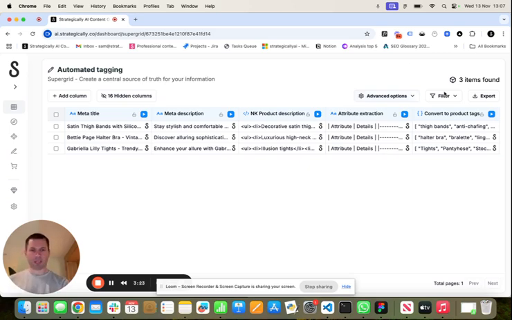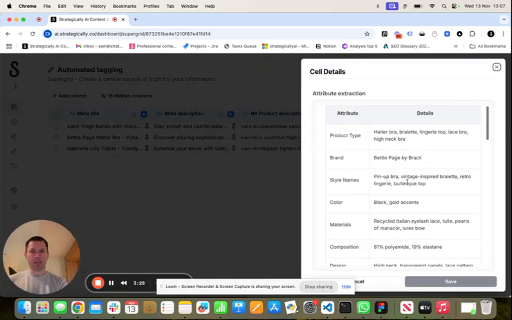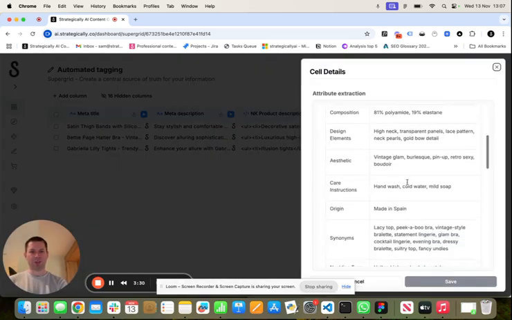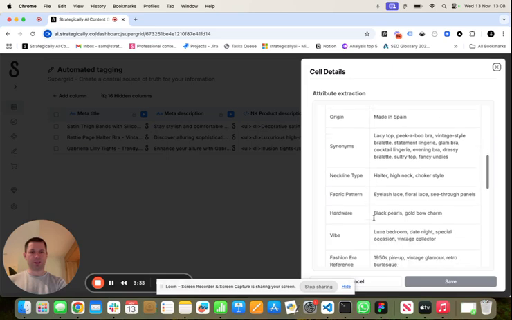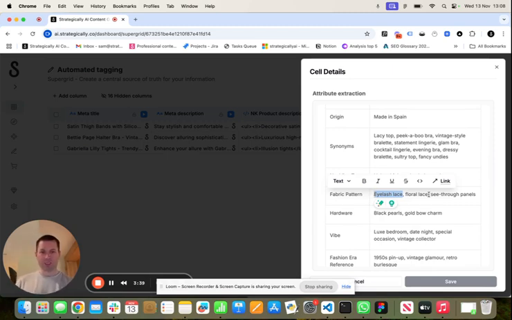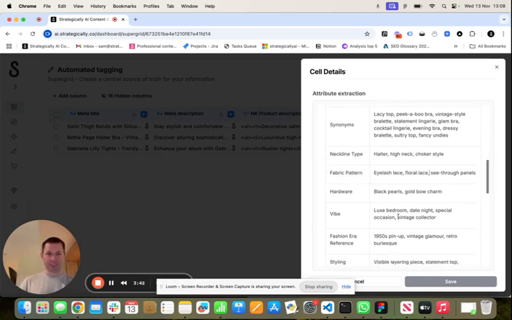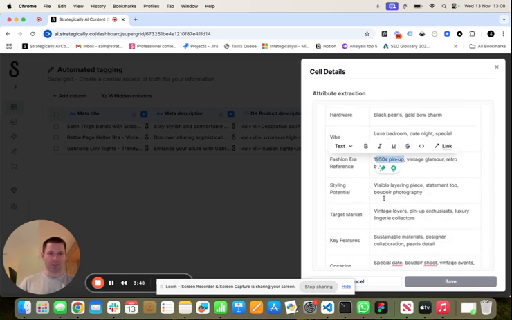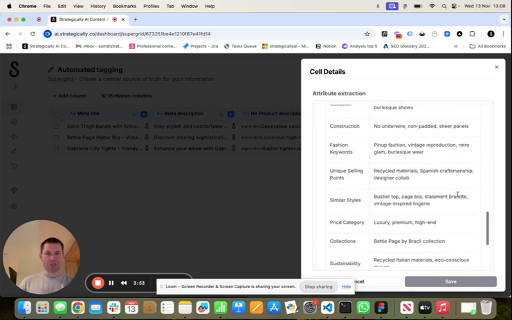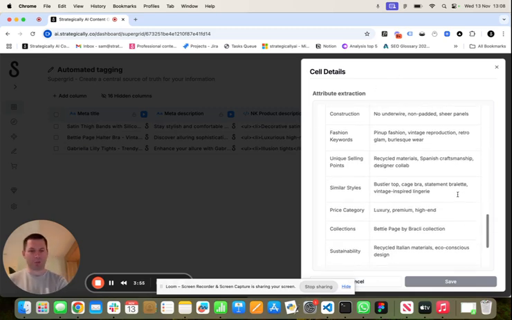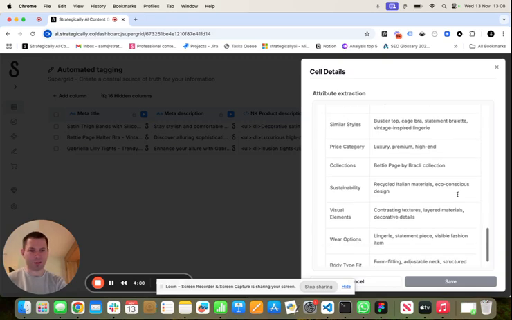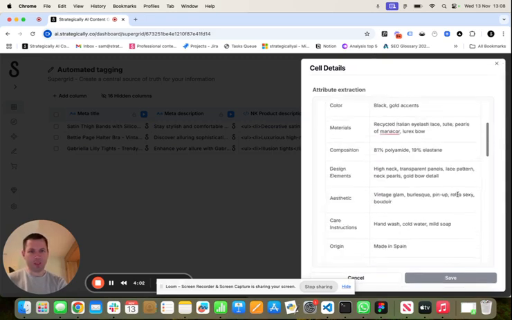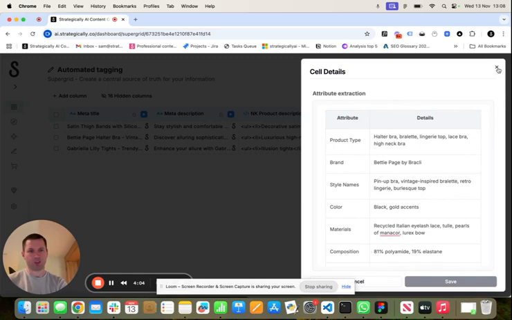I'm going to show you a set of attributes we've extracted here from a product. What we're looking at here is a piece of lingerie. We can see that we've extracted it's a certain type of lace. We've been able to look at that product and identify this is eyelash lace. We've looked at it's a floral lace pattern. We can see that 1950s pin-up style. It's a visible layering piece. It's got statement top, special occasions. So this would be really important if you're actually selling wedding clothing or night out or whatever it could be. So you've got all of these different pieces of information that we now have in a structured form.